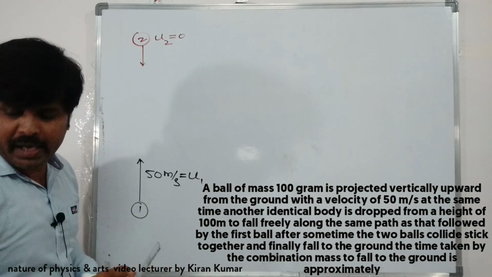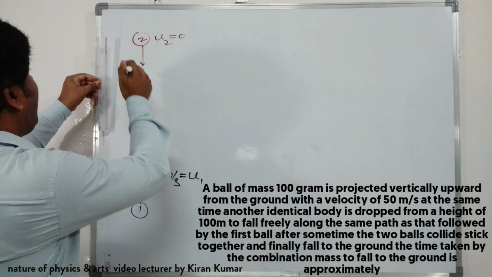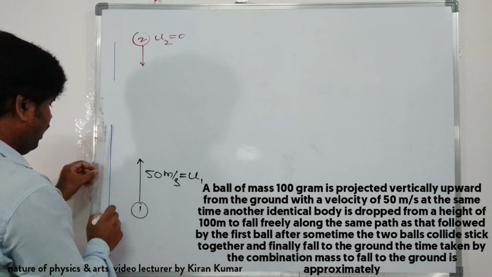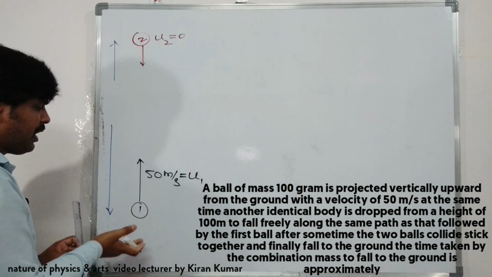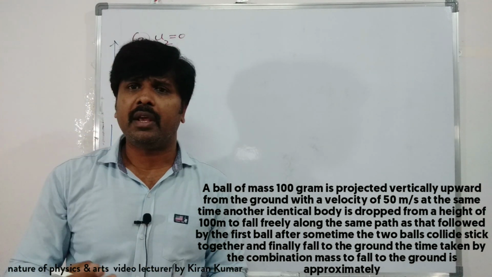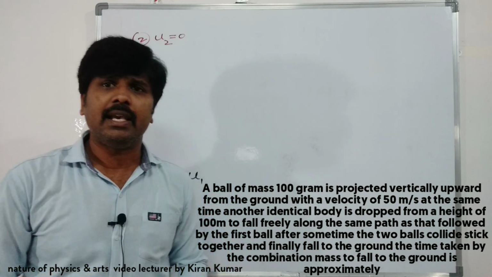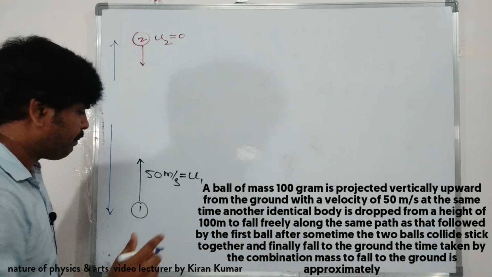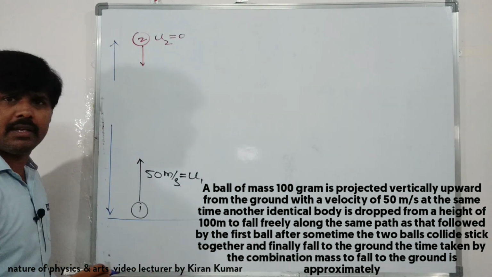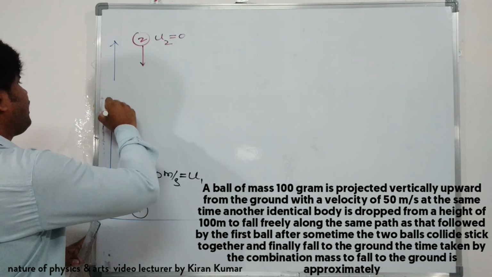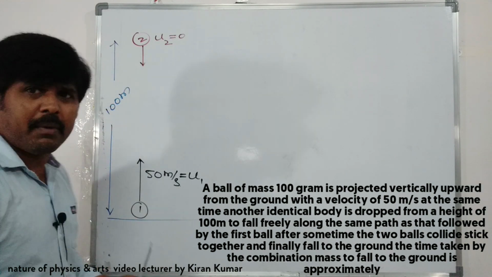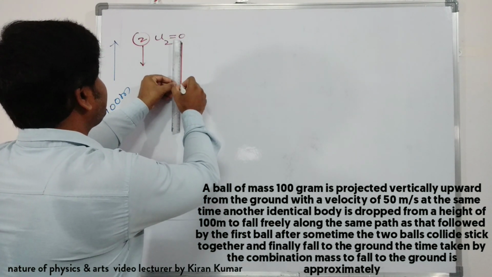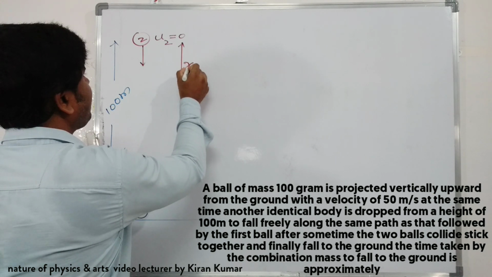Try to understand here, capital H is the height of the body, meaning the distance between the two bodies. The first body is the vertically projected body, the second body is the freely falling body. Then the distance between them is taken as the height, simply the height of the freely falling body. So this is the ground. See, this height is given as 100 meter. Now the body is moving in the downward direction and travels a certain distance, taken here as x.